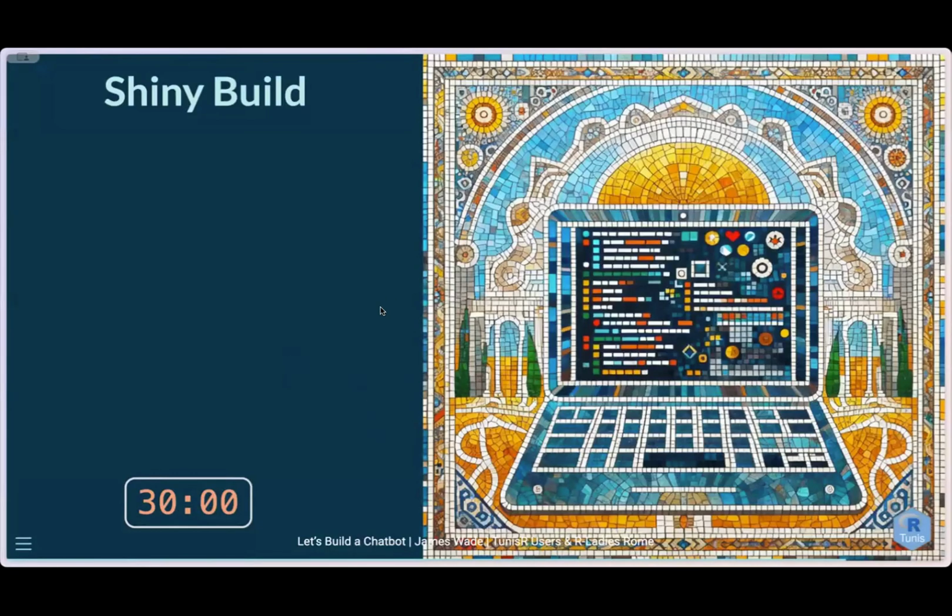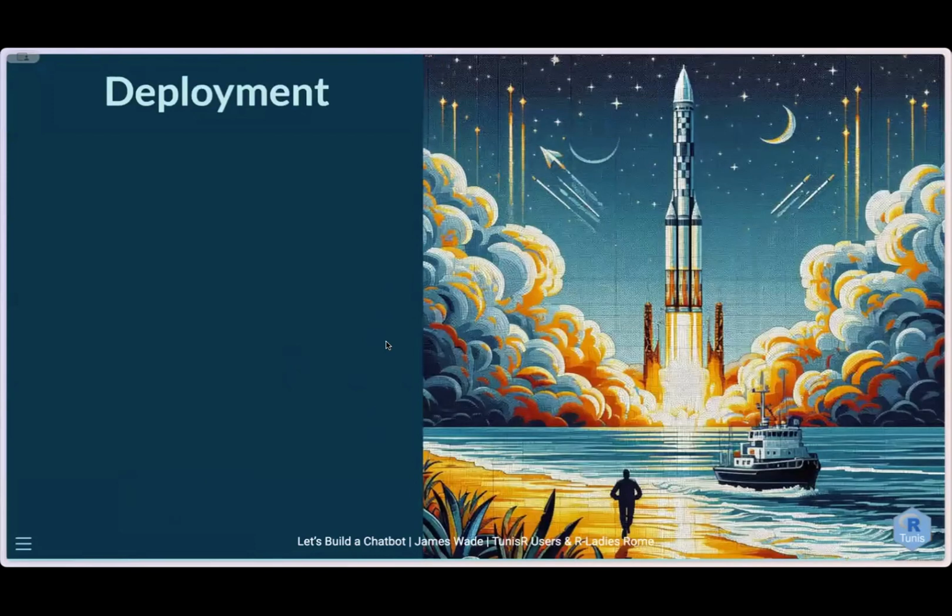I forgot to click the timer to see how long we were actually going. But the three main options that we have for deploying these, the number one option is going to be shinyapps.io. I'll actually show an example of how to do this. We can talk about Hugging Face as a deployment option. I have a video on my YouTube channel about this.